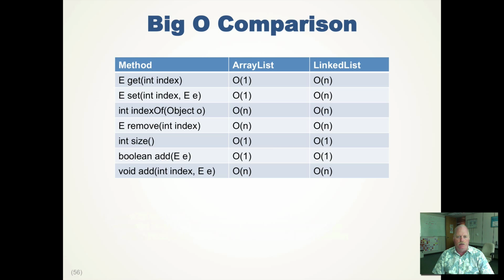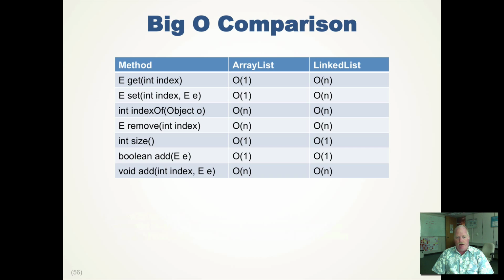So let's compare the big O of an array list implementation with a linked list. Get and set for the array list are big O of 1 because we just grab the value out of the array. For the linked list, we have to traverse to get there, so big O of n. Index of: in both cases we have to search the list, so that's big O of n. Remove: for the array list, we have to shift all the items to the left, one less in their index. In the linked list, we have to traverse to index, so that's why they're both big O of n.